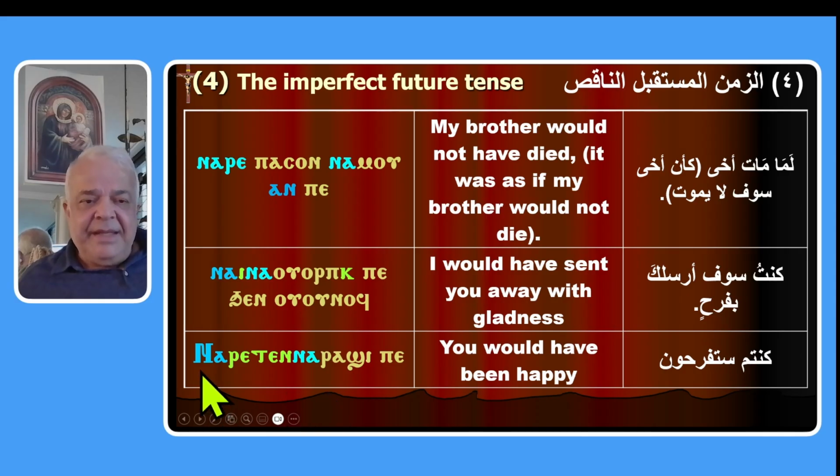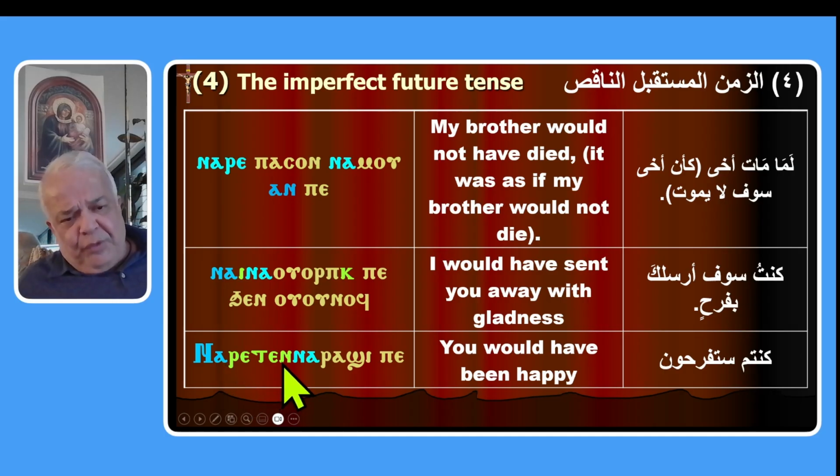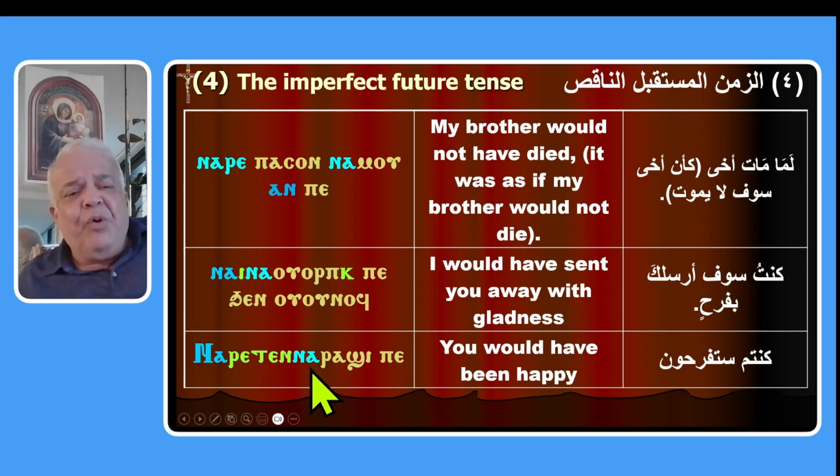Next sentence, Naritin narashi pay, you would have been happy. Na here for the past continuous tense, naritin, you for plural males and females, na would be, rashi happy, pay for sure. You would have been happy for sure if you behaved in this way or if you listened to the commandments of the Lord, for example.